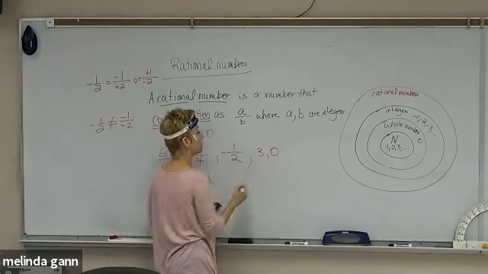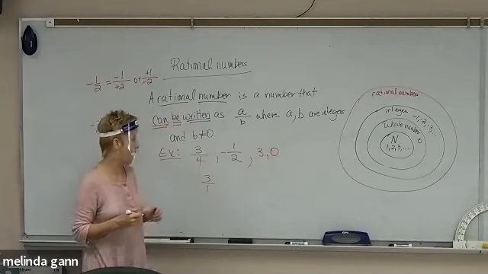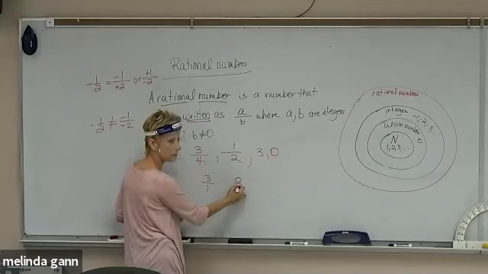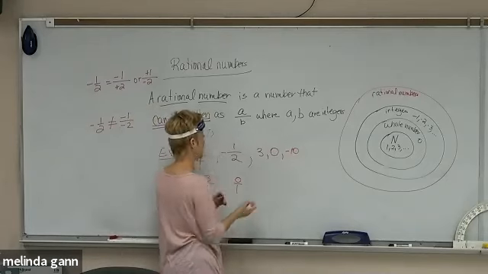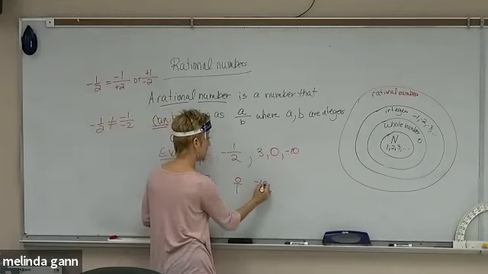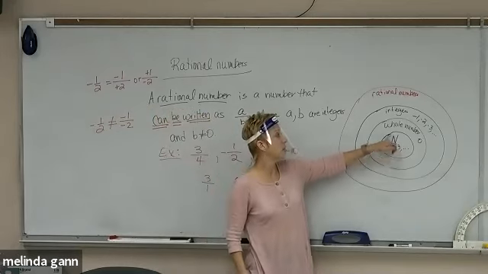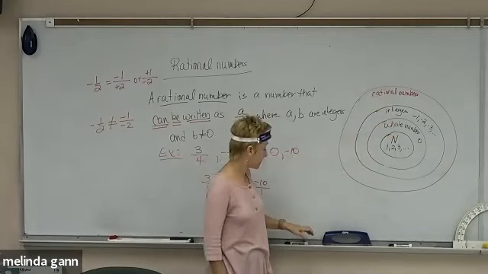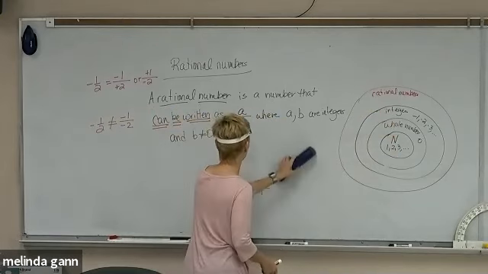Is 0 a rational number? Yeah. How can you make 0 an integer over another integer? 0 over what? 1. What about -10? Is that another rational number? Yeah, because I can make it -10 over what? 1. So do you understand that all natural numbers, whole numbers, and integers are also what? Rational numbers.